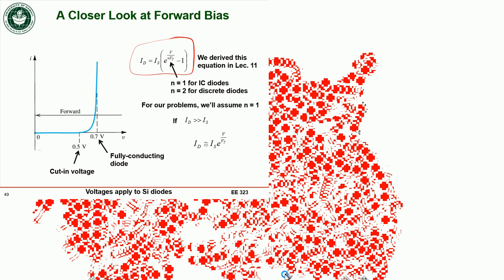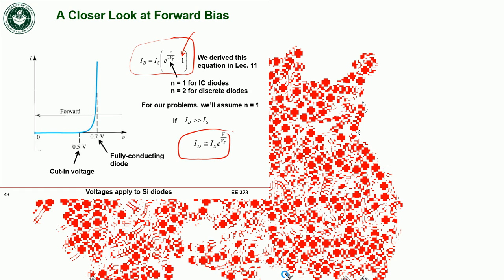And for this equation also, if we have a diode current that's much, much greater than that saturation current, then this one term doesn't really matter. It doesn't really make a difference. So you can approximate it to this equation. That equation approximates the diode current once that diode current starts increasing rapidly.